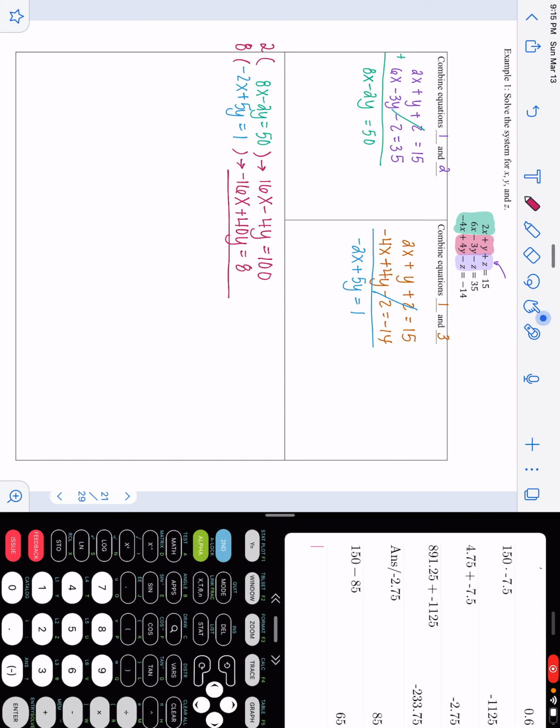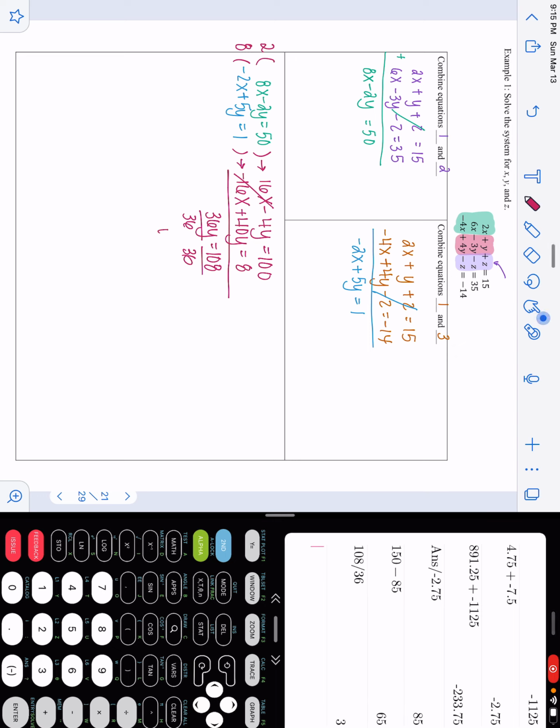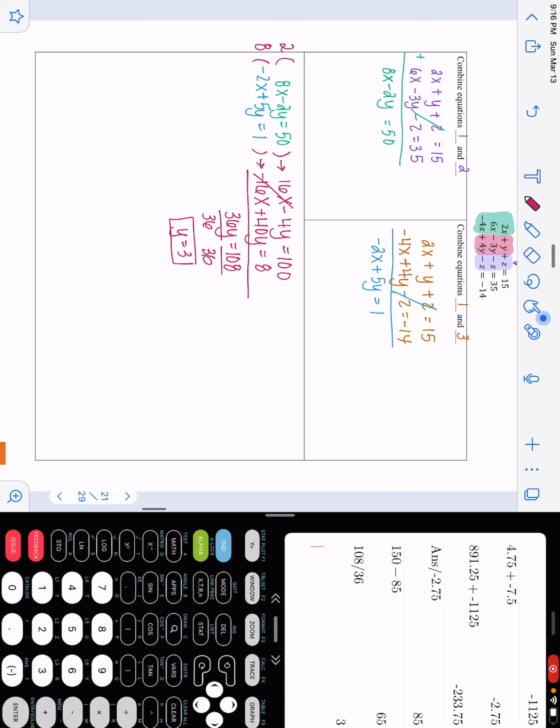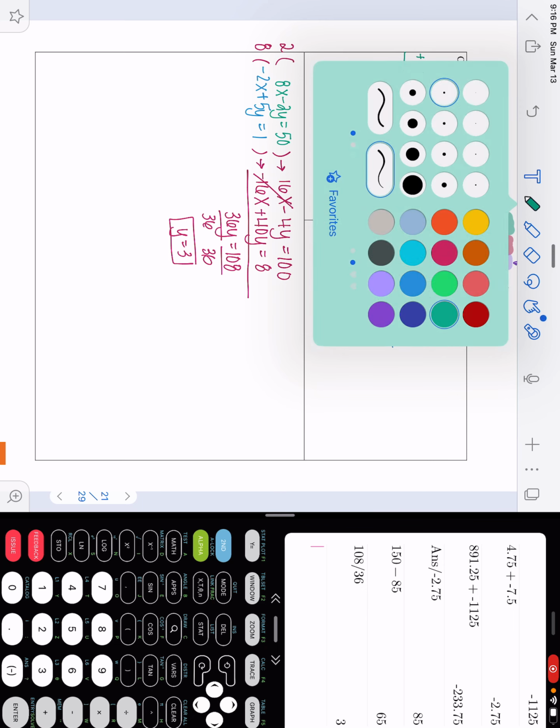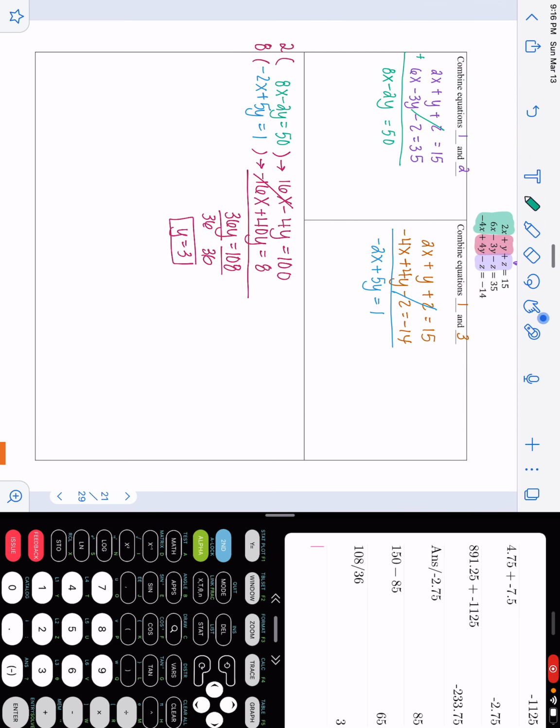add straight down. Our x's will cancel out. We get 36y equals 108. Divide by 36 on both sides. I believe you get 3, but let me just double check. You get y equals 3. We, however, are not done. This is a system of equations, meaning we have multiple equations, so we're going to have multiple answers for each of our variables. Go ahead and take one of those baby equations that you made.